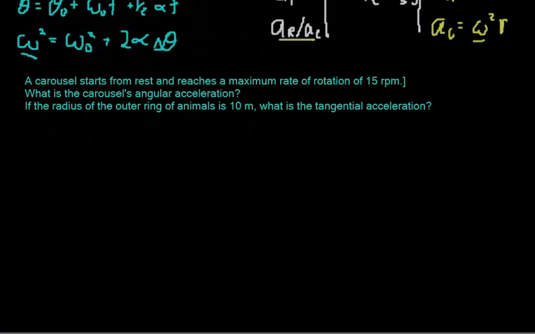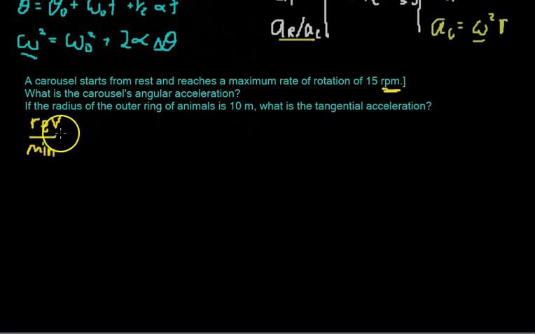Alright, so what we have here is a question that starts off by telling us that we've got this carousel at rest, and it reaches a maximum rate of rotation of 15 RPM. What is the carousel's angular acceleration? So the first thing we have to look at is what RPM is. RPM is a fairly common abbreviation, which means revolutions per minute.